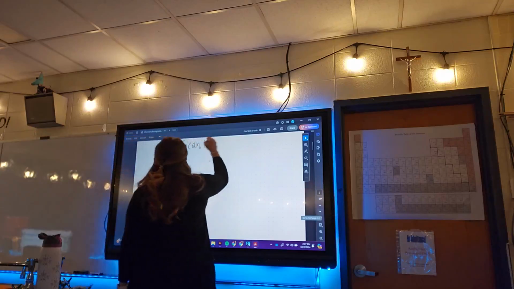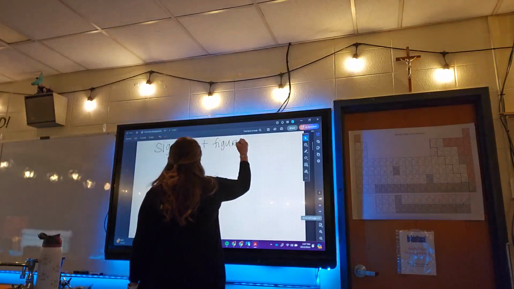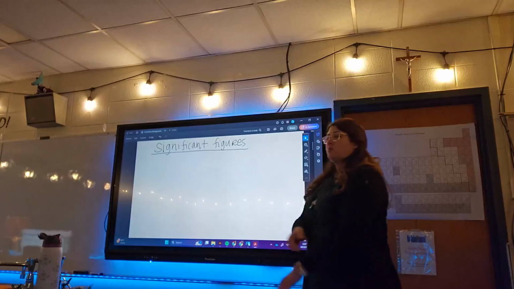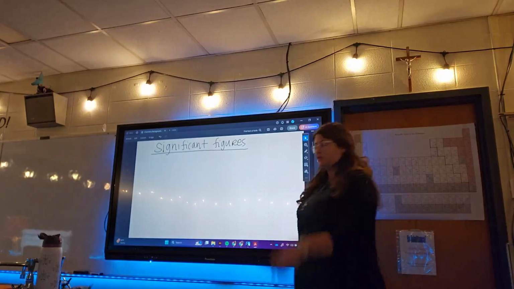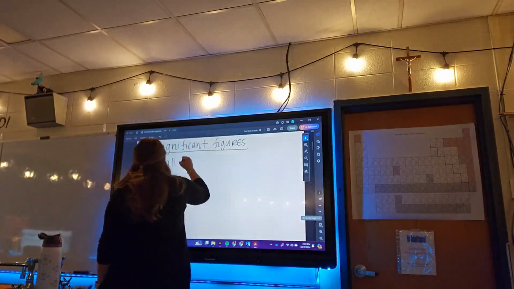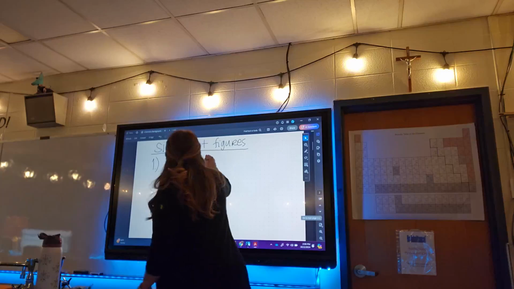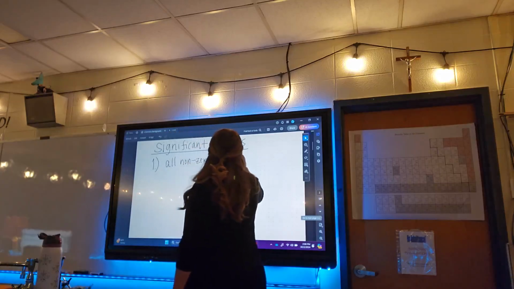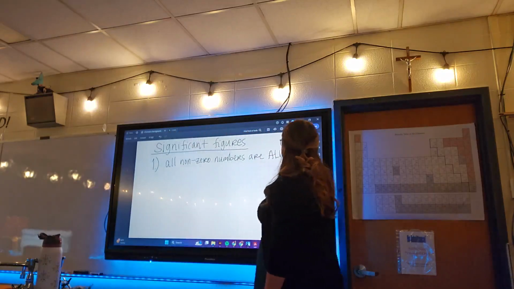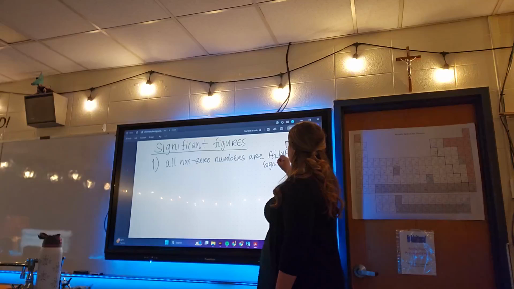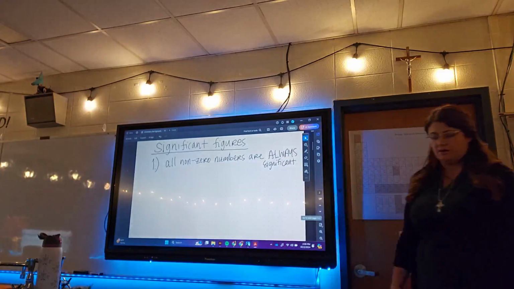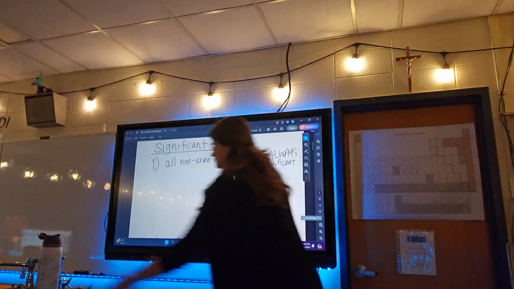I wouldn't write this again in my notes. I just am doing this because I ran out of space on that last one. There are 2 rules for determining if a number is significant. This is the first one. All non-zero numbers, gentlemen, are always significant. All non-zero numbers are always significant.